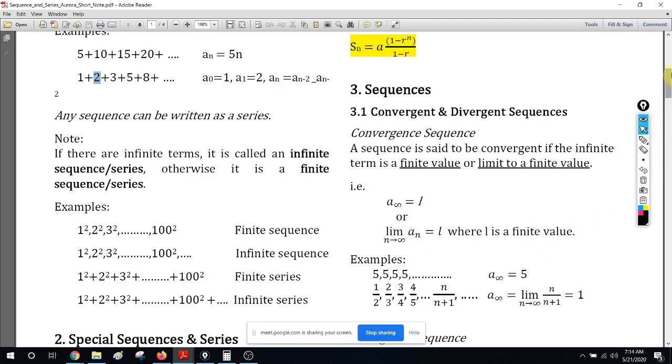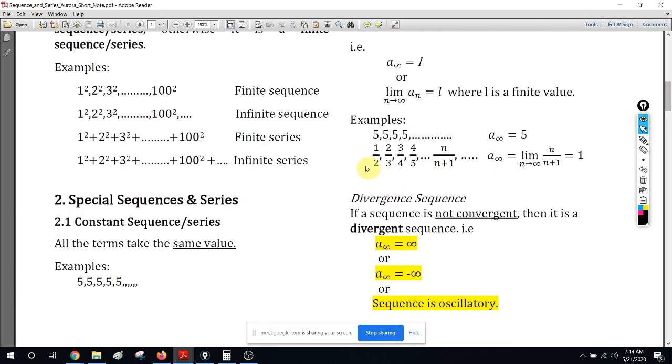This is also a convergent sequence. So obviously, this is a convergent sequence. Why? Because you have the second part of the definition. So this one is also convergent. This one is also convergent, right?